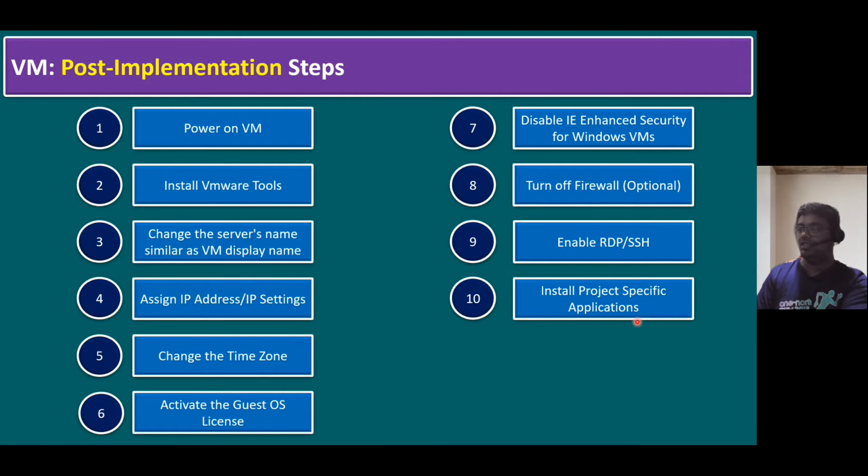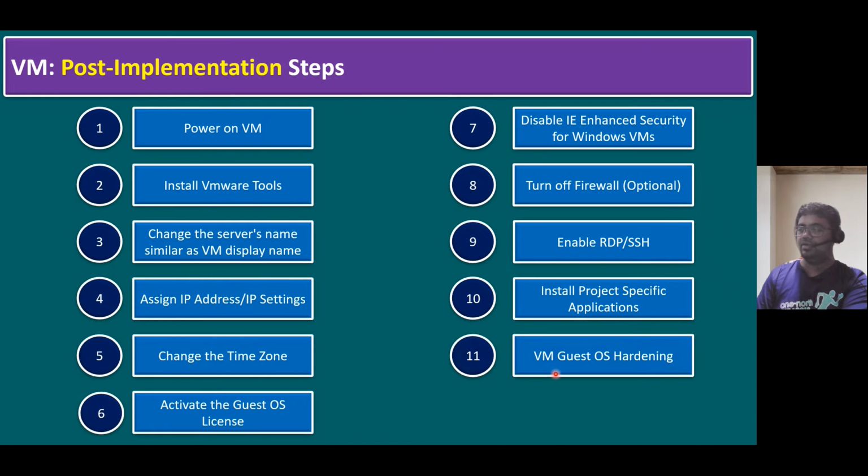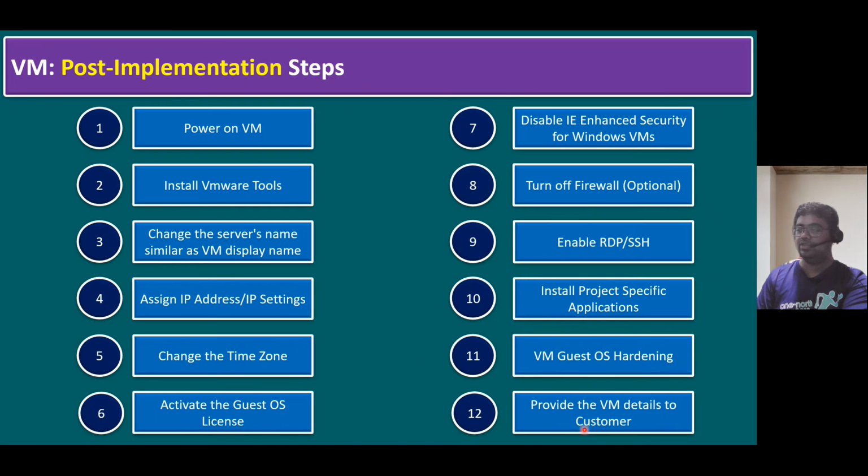So at present, it's a new VM. So normally in a real time scenario, if the customer provides any applications, we have to install those applications. And guest OS hardening. This is also, every organization has some hardening guidelines. We have to follow those hardening guidelines. For example, password length and also changing the wallpaper, this and all. Okay. And last but not the least, provide the virtual machine details to the customer.